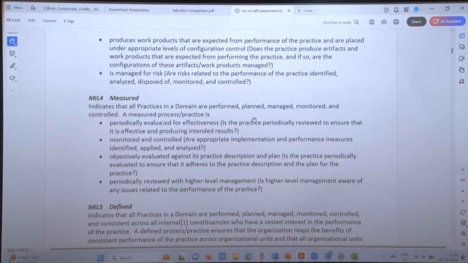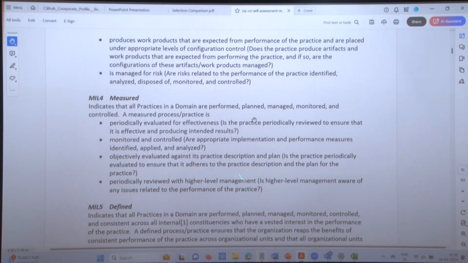So if you can say that all the practices are not only performed, well planned, managed, governed, and monitored and controlled, so this monitoring and control is what comes here, measured. So periodically evaluated for effectiveness, monitored and controlled, and objectively evaluated against its practice description and plan, and periodically reviewed with a higher level of management.